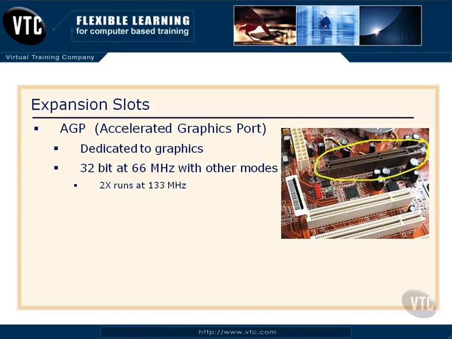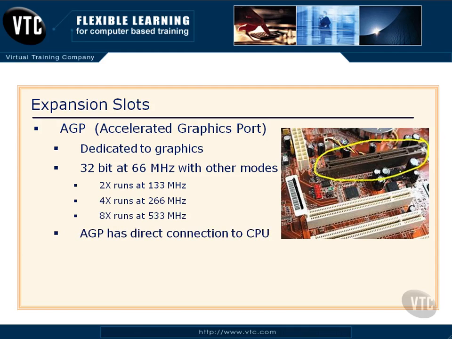You can run it at 2 times speed and get 133 megahertz, 4 times gives you 266, 8 times 533, and the AGP has a direct connection to the CPU. Now that's huge, because the AGP can process and offload processing from the CPU, and the CPU can directly communicate with it. This drastically improves graphics functionality and support.